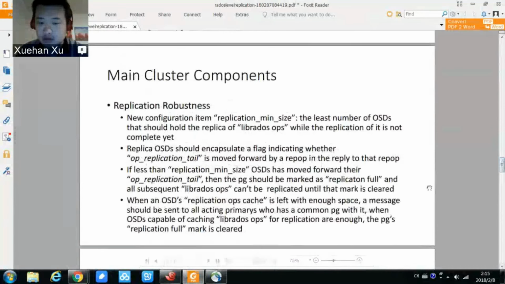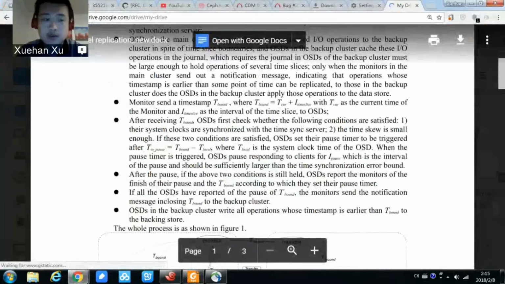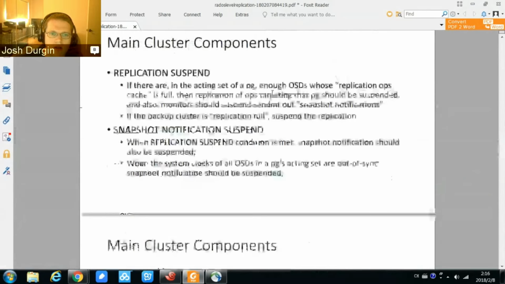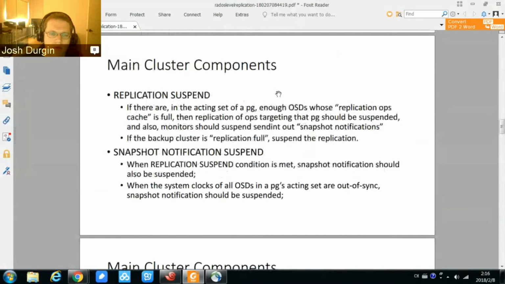Sorry, did I misunderstand you? I know that makes sense. So when you're talking about using a piece of the journal as the ops cache, and not removing things from it once that becomes full, that means that if replication stops for some reason or needs to be suspended, you're talking about clearing that cache out and letting operations in the main cluster continue while marking the objects as needing complete replication later.